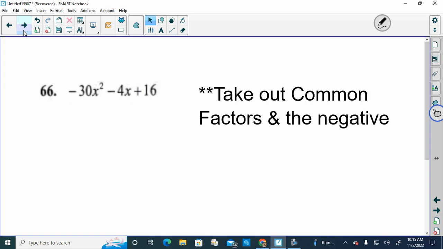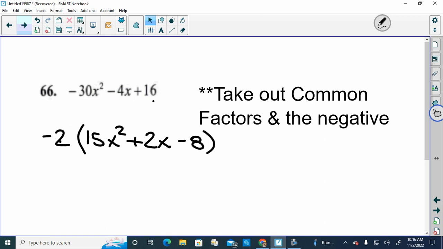What is the largest number we can divide out? 2. Okay, so we're taking out a negative 2. We can't take out any variables because this one doesn't have a variable in it. So we're just going to write what's left. A negative divided by a negative is going to change it to a positive 15x squared. And then again, a negative divided by a negative is a positive 2x. And then 16 divided by a negative 2 is going to make that a negative 8. So just be careful, you'll switch the signs of everything that's there before you write what's left.